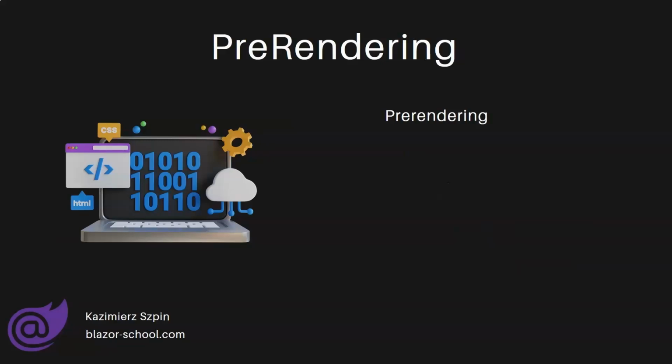In Blazor, we also have something called pre-rendering, which is essentially initial rendering. The primary purpose of pre-rendering is to improve SEO optimization.